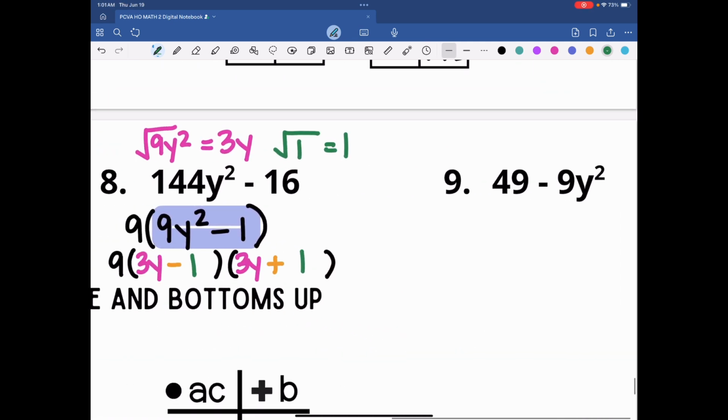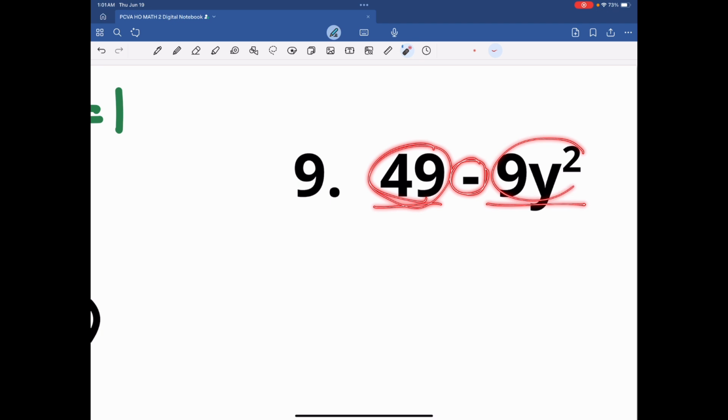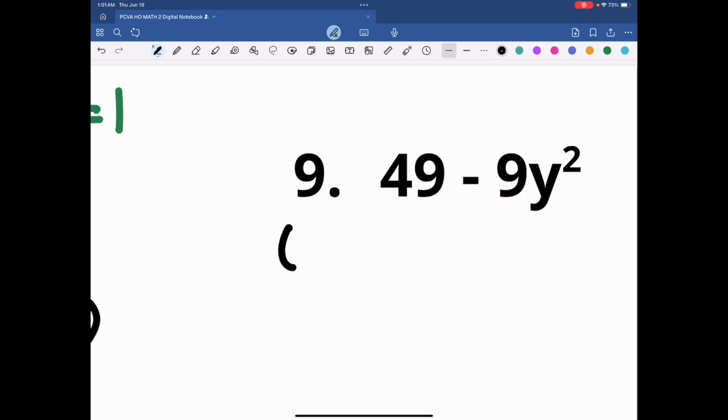All right, so then for number 9. Now for number 9, sometimes it confuses students just because they're so used to the variable being written on the first term, but it doesn't matter because they're still perfect squares. So do I have a GCF for this? So 49, we can't divide it by 9. We can't divide it by 3. So at this point, there's no GCF here. So we're just going to go ahead and look. We have 2 terms. We have subtraction. 49 is a perfect square, and 9y squared is a perfect square. So we're going to do difference of squares.